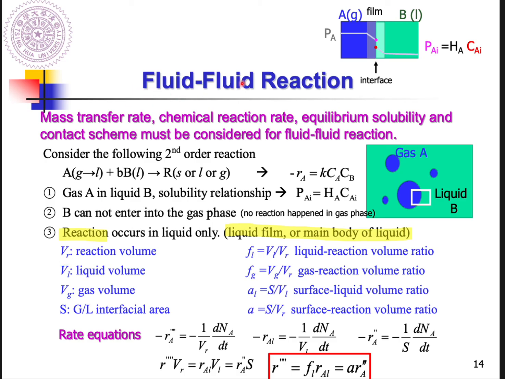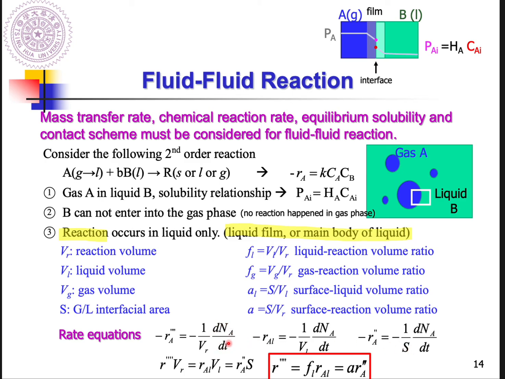So in the fluid-fluid reaction, when you formulate the rate equation, always express it in the unit of what? Four prong. Four prong means the consumption rate of reactant A per reaction volume. In this case, the reaction volume is the gas volume plus the liquid volume. And some people will express the consumption rate of reactant A per liquid volume. And this is the double prong, per interfacial area.